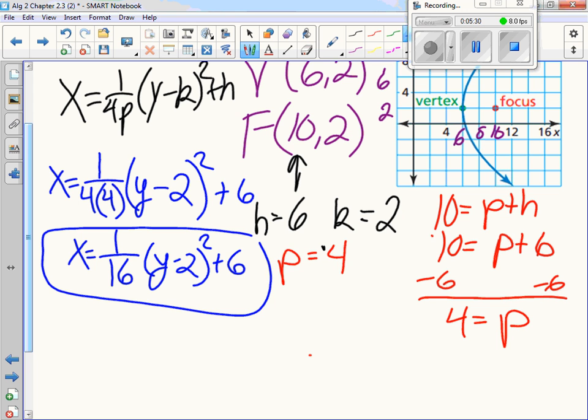So this here is about on par with what we finished yesterday's lesson with, yes? And that's it. That's what we're going to be doing for today, finding the equation based off the given information.